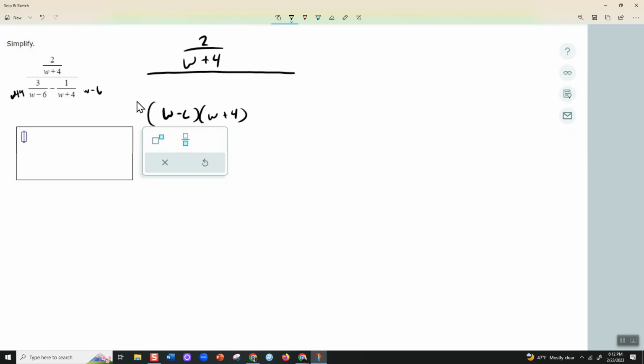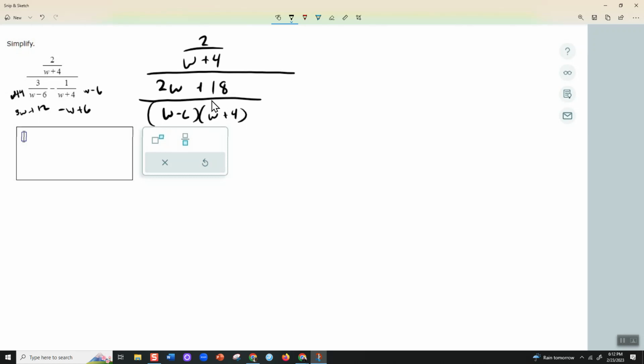And then this one's getting multiplied by w plus 4, so it's going to be 3w plus 12. This one's getting multiplied by w minus 6, so it's w minus 6. But we are subtracting everything, so this is going to be a minus w and a plus 6. Flips the signs when you're subtracting an entire numerator. 3w minus w is 2w. 12 plus 6 is 18.